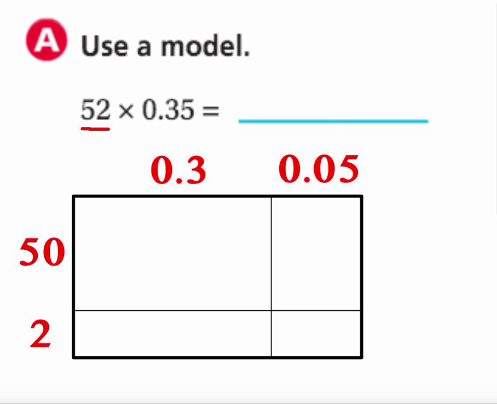Now we can do the same thing with decimals. The 3 stands for 3 what? 3/10. So you see how I put 3/10 above this box? And then the 5 stands for 5 what? 500ths. So I put 0.05 above the next one.